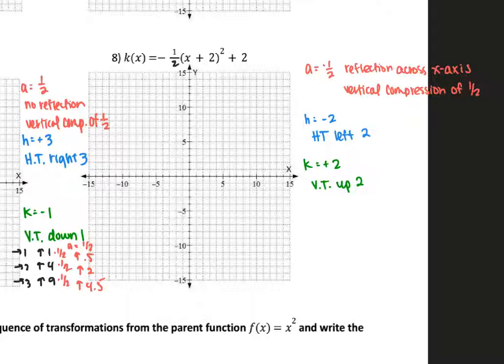So graphing our parent function, just as a reference. So this one I'm not even going to connect the dots on my parent function. I'm going to do my translation. So from here, I'm going to go left 2, and I'm going to go up 2. So that puts me at my new vertex right there.